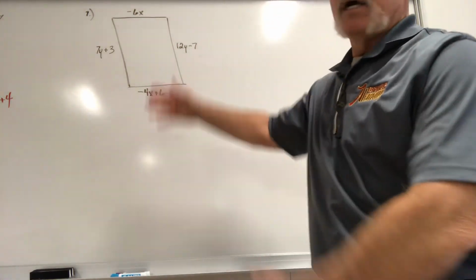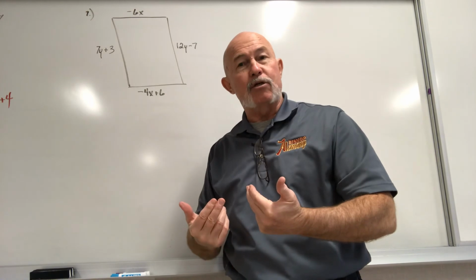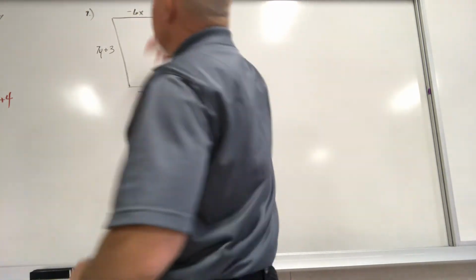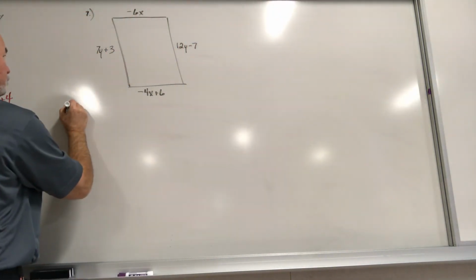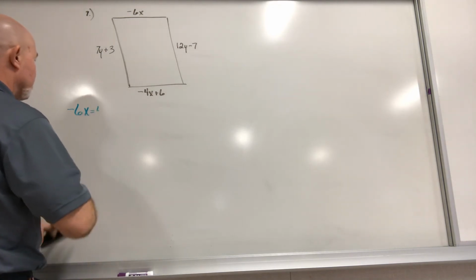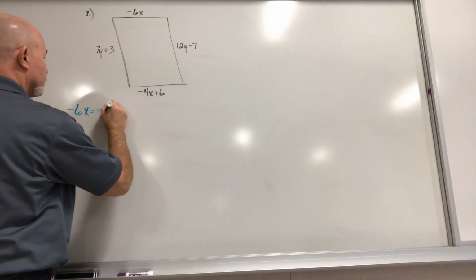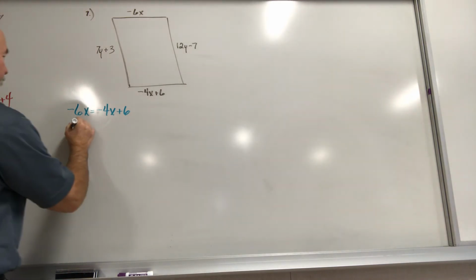And finally, example number 7. We've got the sides. So in this case, if opposite sides are congruent, then it's a parallelogram. So let's look at that. Negative 6x equals negative 4x. Move that this way.